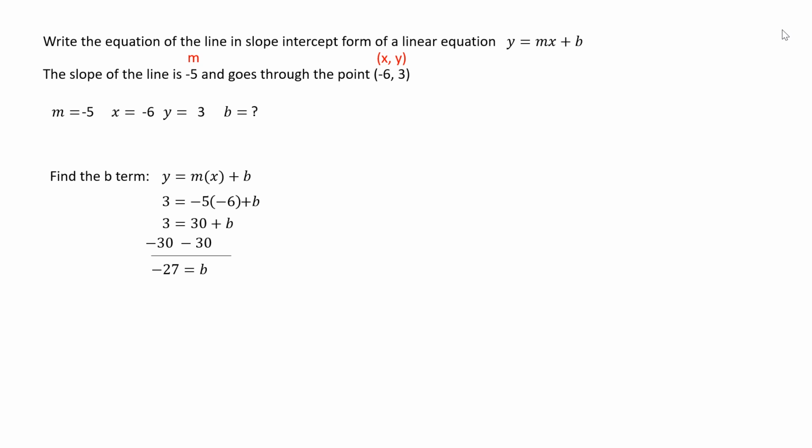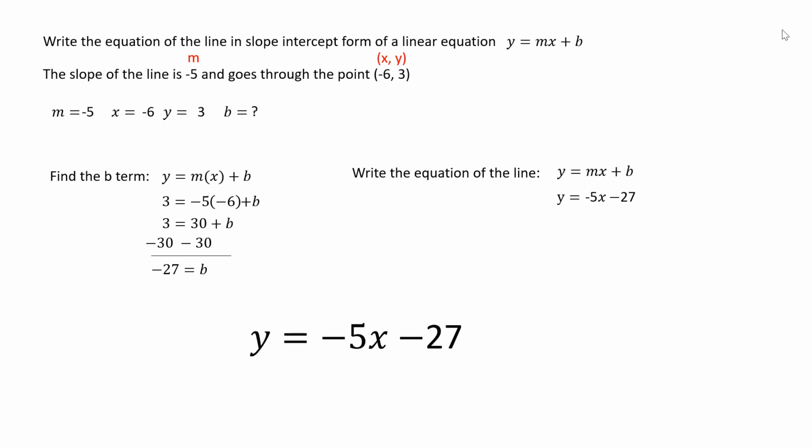So now I have what I need to actually write my linear equation that has a slope of -5 and goes through the point (-6, 3). There is my equation I'm going to plug into. So I've got the m value, or the slope, and the y-intercept, or the b value, which is -27. Here's my final answer.